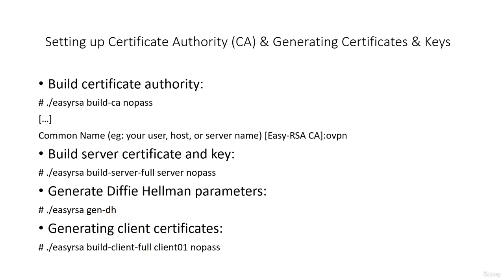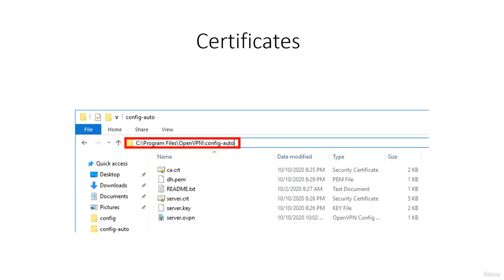After all of this is done, we need to put all of those files that we created, like ca.crt, dh.pem, server.crt, into the config directory. These are the files: server.key, dh.pem, ca.crt, and server.crt. These are the files we need to copy and paste into the config folder.